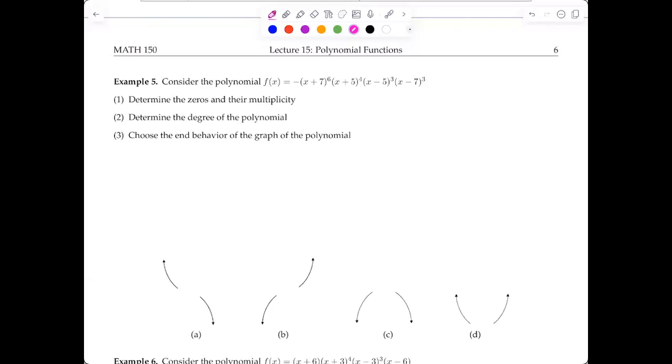That means when you set this equal to 0, you can solve for x, right? So the zeros are -7, -5, +5, and +7. You good? You understand where all of this is coming from? Right. Good? All right. So what is the multiplicity of each zero?